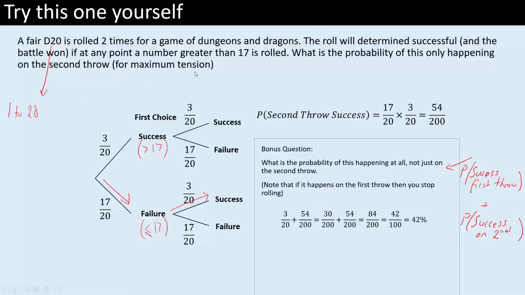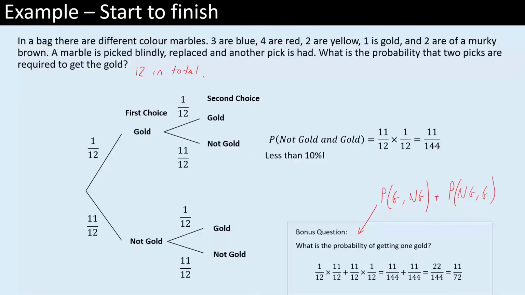Okay, so this is what I mean by a yes/no scenario. Okay, and most of the questions that you'll see on Hegarty will be things like this. Okay, you'll need to read the question carefully to see what kind of question it's asking, and also think carefully about what your tree diagram is going to be looking like. What's your success? What's the thing that you want? What's your failure? What's the things that you don't want? Okay.